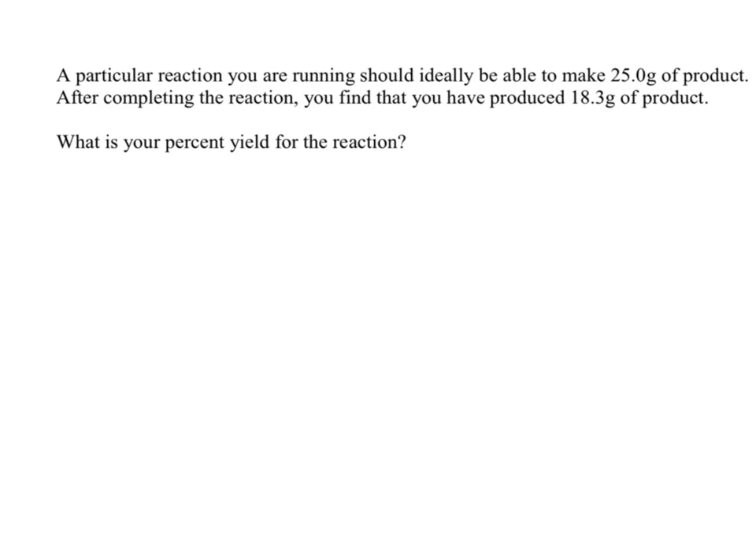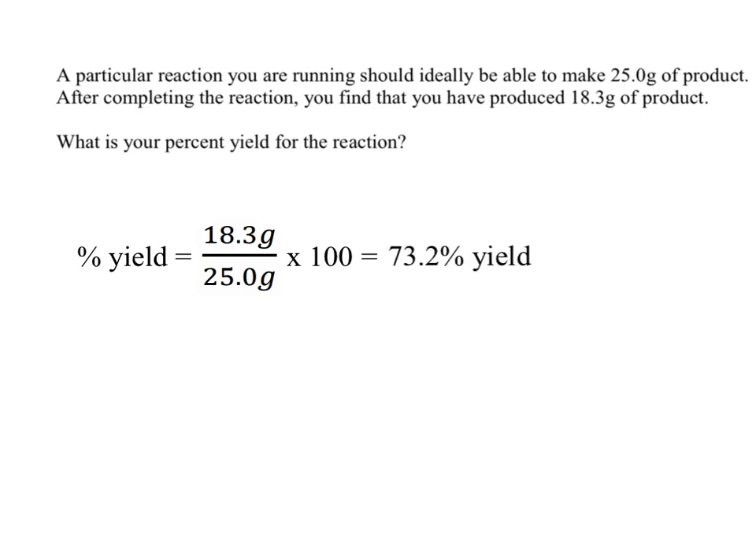Stoichiometry always refers to ideal amounts. So the 25.0 grams of product that we should have ideally been able to make, that's our stoichiometric amount. That's our ideal amount, our expected amount. So then we can calculate it by doing the following. Our percent yield is going to be the 18.3 grams that we experimentally produced divided by the 25.0 grams that we should have ideally been able to produce, times 100. And when you work this out, you should get 73.2% yield.